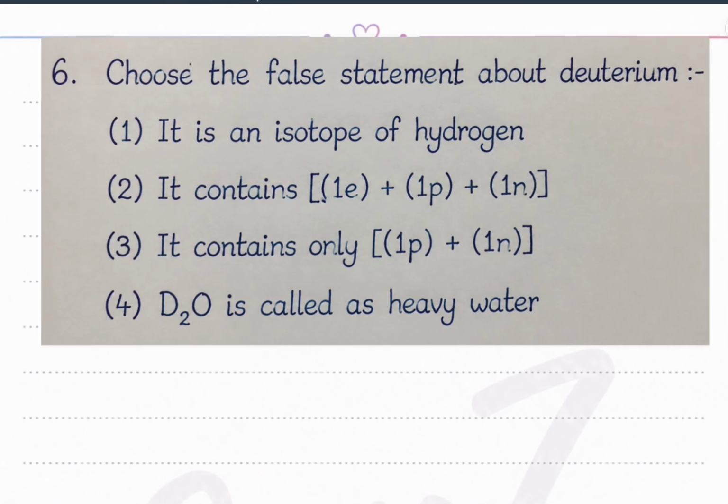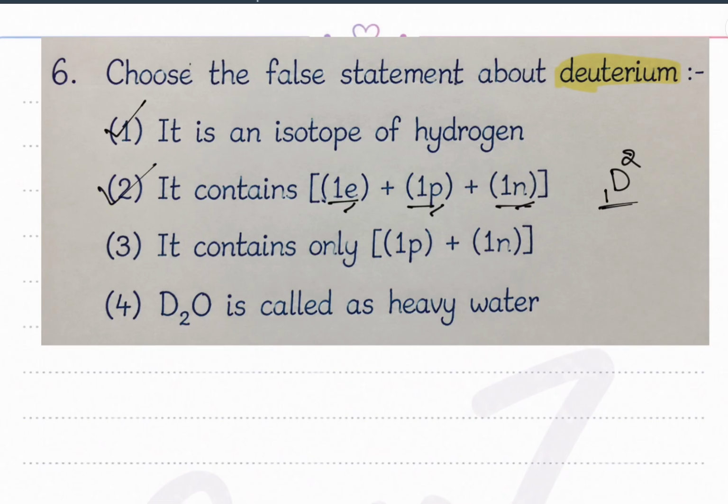Next question, choose the false statement about deuterium. Deuterium is an isotope of hydrogen. So option 1 is a correct statement. It contains an electron, proton and neutron. This is also correct. Deuterium has atomic number 1 and mass number 2, so it contains one electron, one proton and one neutron. That means option 2 is also a correct statement.